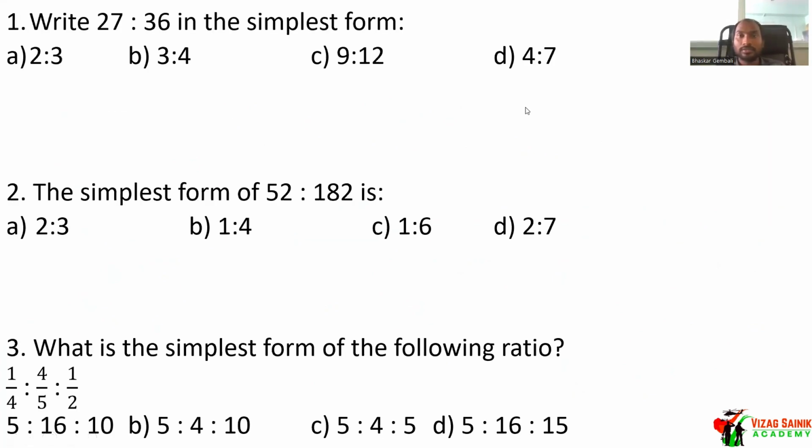See the first question. Write 27:36 in the simplest form. Simplest form means, as I told you, there is no common term between those. That's called the simplest form. So 27:36, if you observe, both are in the 9 table. 9 3s are 27, 9 4s are 36.